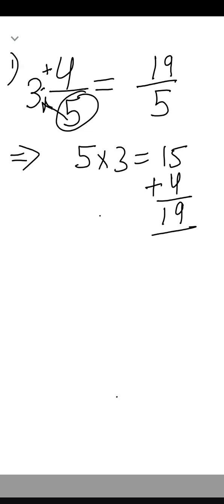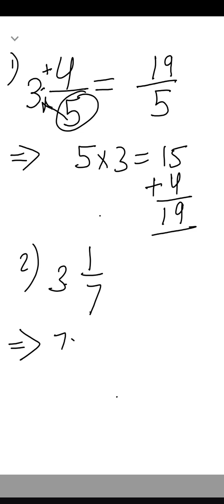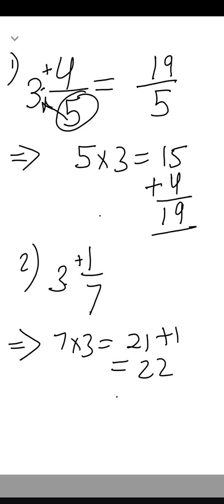I have taken the first example, now the second example. Let's see, I have 3 whole 1 upon 7. How can we do it? 7 multiplied by 3. What is it? 21. And we add this 1 to it, and we get 22. So the numerator is 22 and the denominator is what? 7. So this is how you can convert a mixed form into an improper fraction.